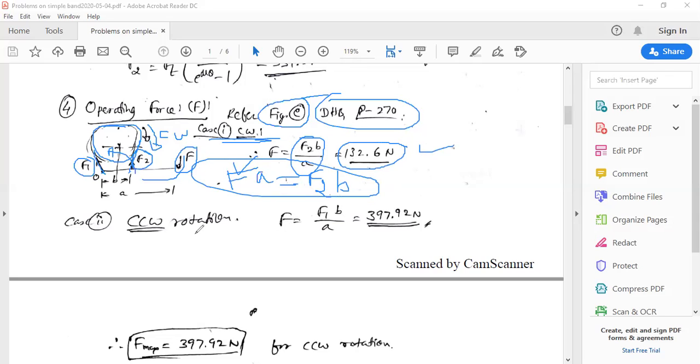And similarly for the counterclockwise rotation, what happens is the tight side becomes the slack side and the slack side becomes the tight side here. This is the expression, this is the sketch, and now the rotation of the drum is clockwise.